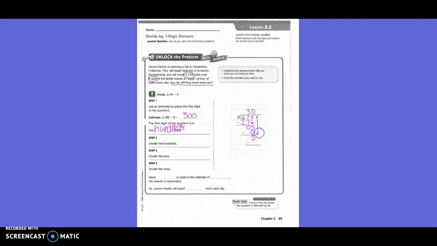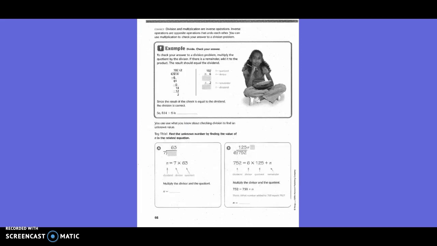Then bring down your 4. How many times does 9 go into 54? 6 times. 9 times 6 is 54. 54 minus 54 is 0. So since 306 is close to the estimate of 300, the answer is reasonable. So Jenna's family will travel 306 miles each day.